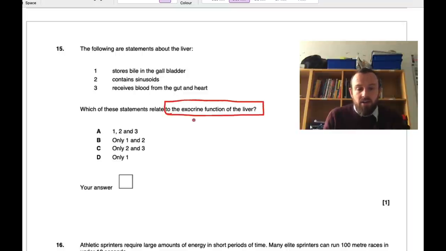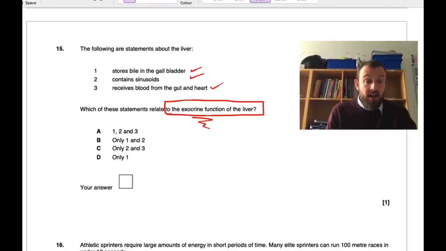So remember that exocrine glands secrete something into a duct, which then exits the body. So all these statements about the liver are true. This is true, this is true, this is true. But which ones are about specifically the exocrine function? And it is only the one about bile, okay? Because bile is an exocrine product. So it's only one, so the answer is D, okay?